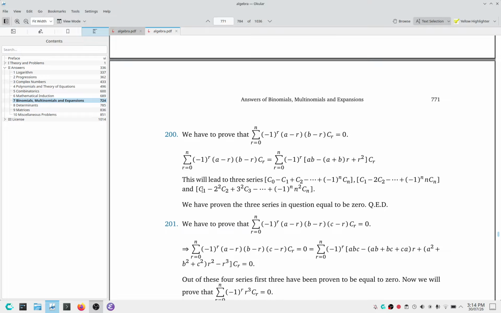And the third series will be C1 minus 2 squared C2 plus 3 squared C3 up to minus 1 to the power n n squared Cn. And we have proven these series in the earlier questions equal to 0, so that the sum is 0. With this, we come to the end of this series.